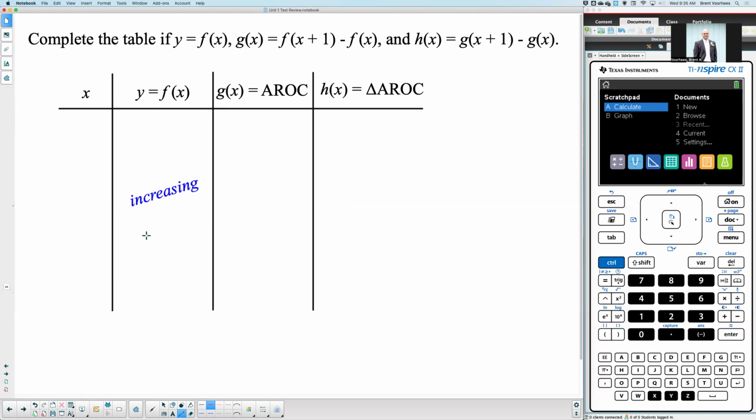What if I told you f of x was increasing? What does that mean of g of x? Do we have a rule if f of x is increasing? This could be anything. We don't know anything about this. What about delta AROC? If this is increasing, do we know anything about that? We don't know anything about this at all. Do we know anything about x's? Don't know anything about that.